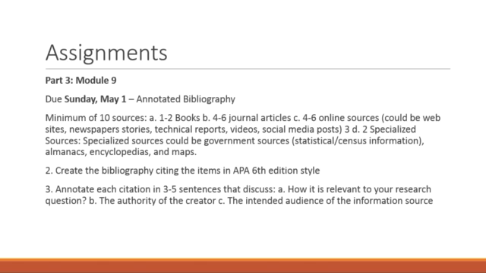One is the annotated bibliography as written here. You need 10 sources and 10 annotations. This is really important: 3 to 5 sentences. The bibliography citations must be in APA style. And again, how is it relevant to the research question? Talk about the authority of the creator, the audience. How is it relevant to your topic?